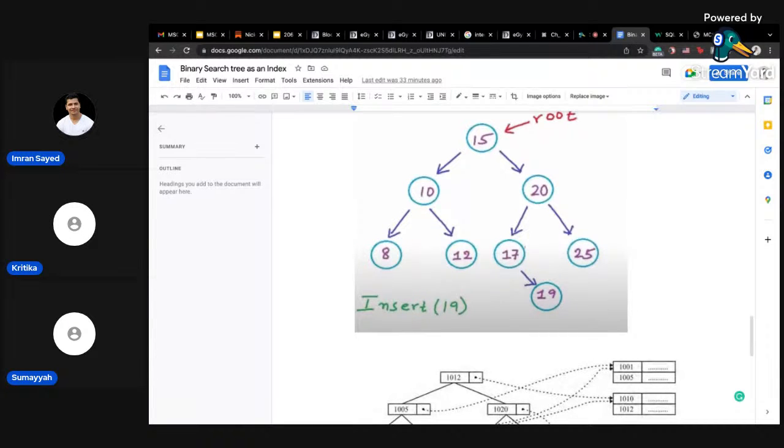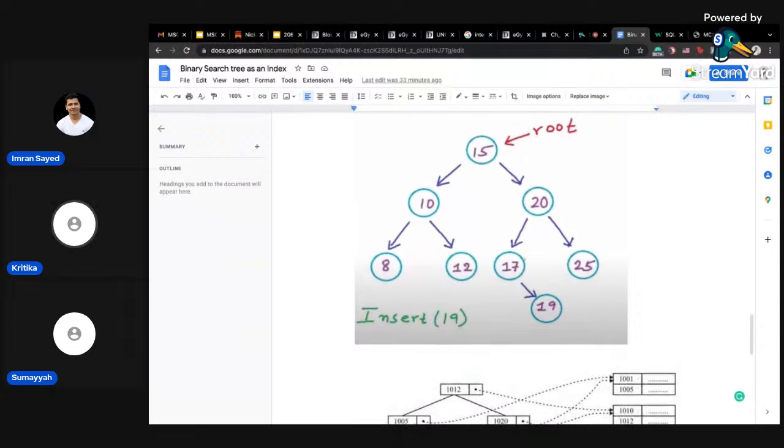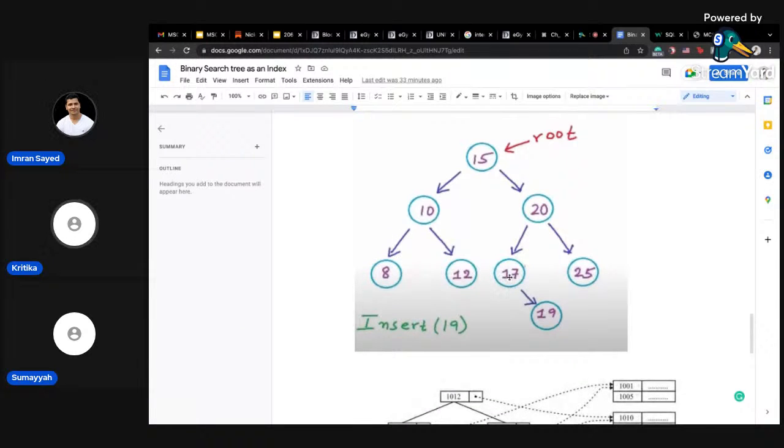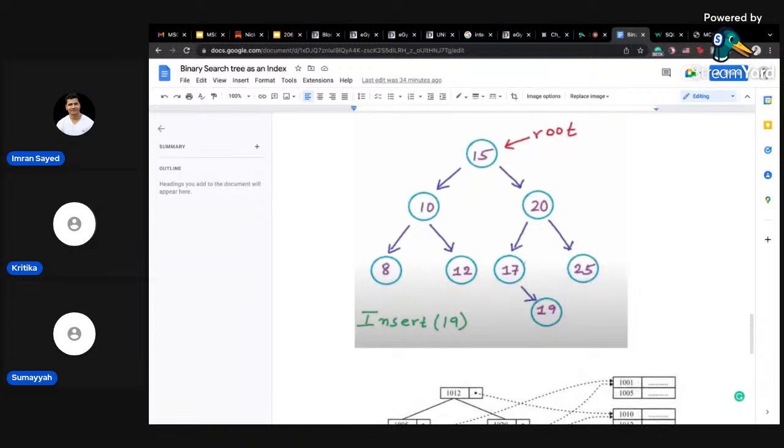Correct. Yes, I think so. Ideally, it could have put 19 there and moved the 17 below that, but it didn't do that. It's not going to change the original position of the nodes. I think so. It'll just find the next available space.